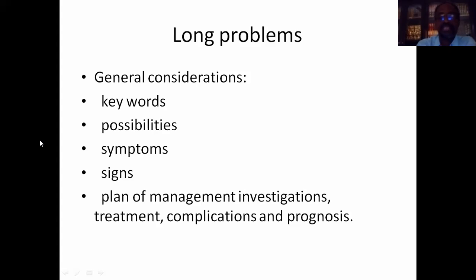The initial management, the final management, and the complications and prognosis: this is a long problem. If it constitutes only 1 or 2 of those, then it is a short problem. The scope of the long problem is covering the whole problem in every aspect. If you come to the next slide, we'll see that.